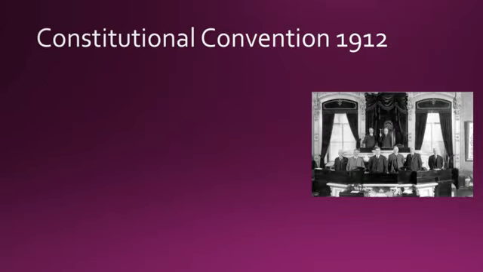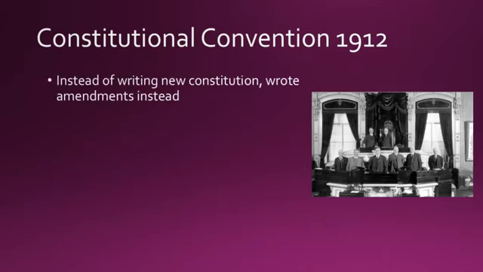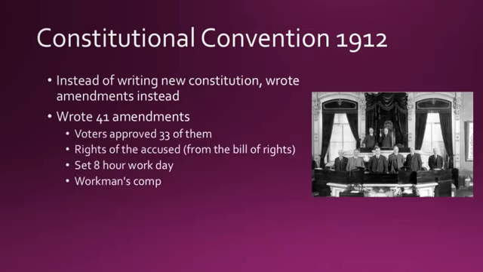So, we still have this Constitution from 1851, and it's still not working very well, and now it's 1912. And things still are going terribly in Ohio. And so basically they said, okay, well, writing a new Constitution didn't work very well last time, so let's just get together and write a ton of amendments, which is what they did. Okay, they wrote 41 amendments that would change that Constitution from the 1850s. Okay, voters approved 33 of them, so actually, you know, the majority, which was good.